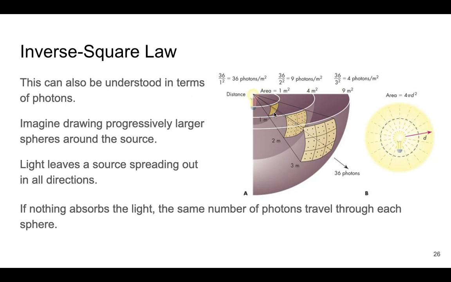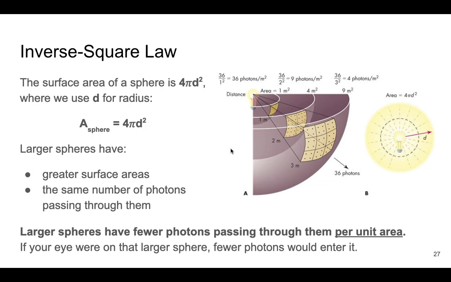And if you compare this one here to this one here, so we went from 1 meter away to 3 meters away, so we're 3 times as far away, you're not getting 1/3 as many, you're getting 1/3 squared as many, you're getting 1/9. So 36 photons per square meter here, 9 photons per square meter here, and only 4 photons per square meter here. So that's the idea of the inverse square law.